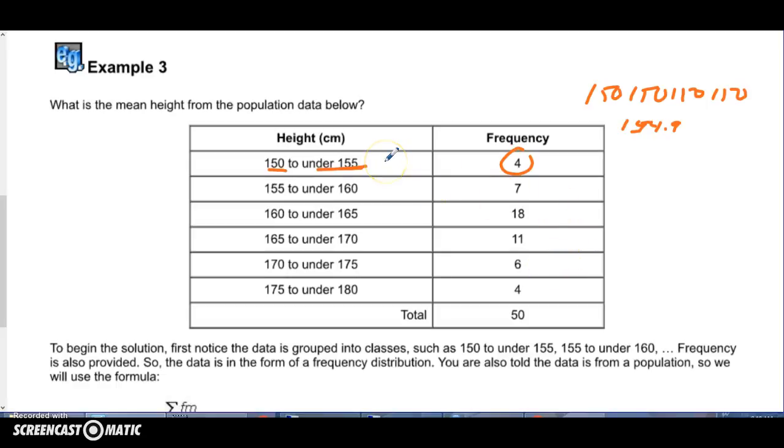So when you do something like this and you find the mean for data given on a table like this, it will not be exact. Okay, so just have that out there. And all you're going to do is say, all you do is say this.